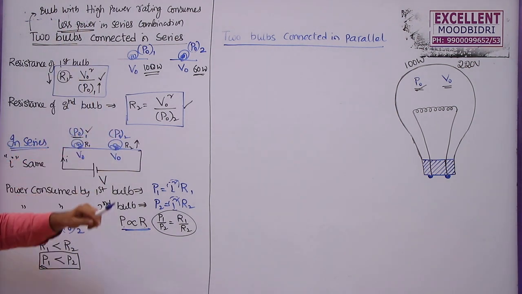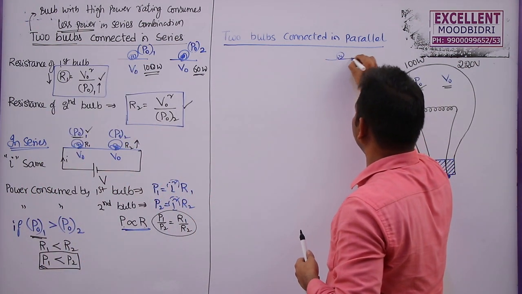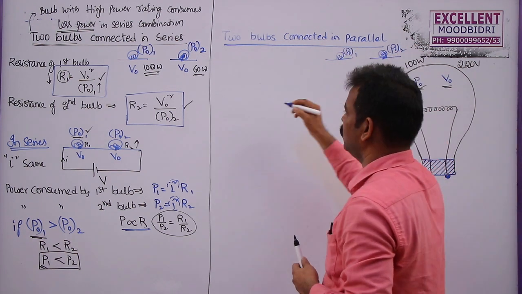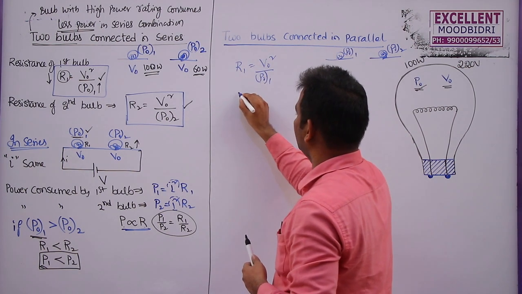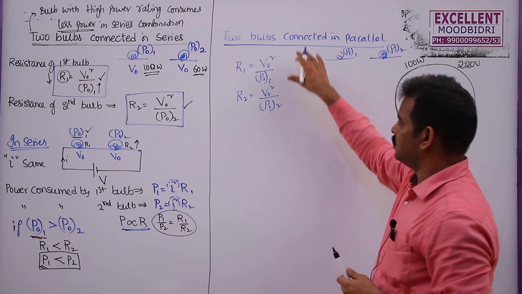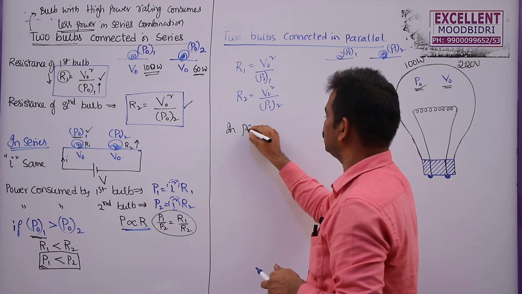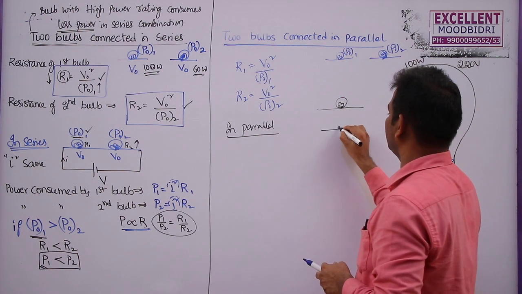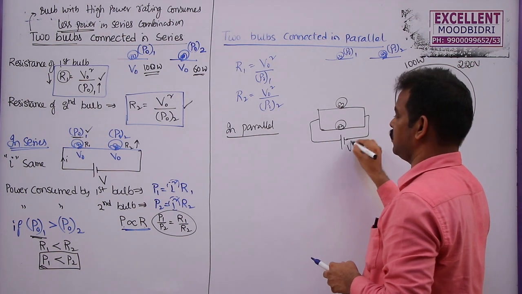Now similarly, let me take two bulbs connected in parallel. Before connection, this is the first bulb with rating P01, this is the second bulb having P02. So we can write R1 is equal to V0 square by P01 and R2 is equal to V0 square by P02. So these are the resistances of these two bulbs before connection. Now in parallel combination, after connecting, this is the first bulb, this is the second bulb, which are connected in parallel to this source of EMF V.